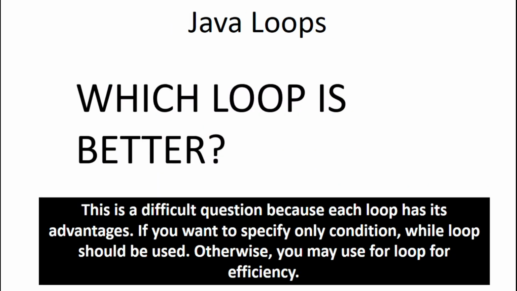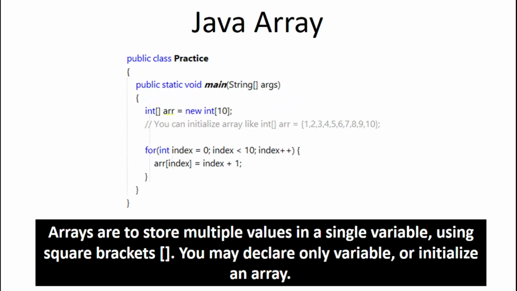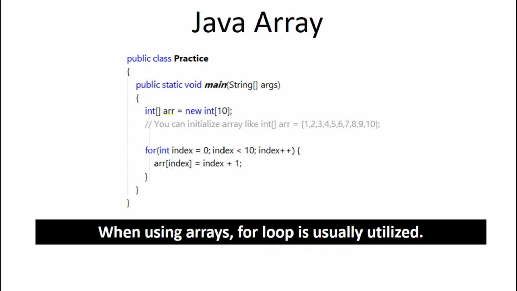So which loop is better? Well, this is a difficult question because each loop has its advantages. If you want to specify only a condition, a while loop should be used. Otherwise, you may use a for loop for efficiency. Arrays are used to store multiple values in a single variable using square brackets. You may declare only the variable or initialize an array. When using arrays, a for loop is usually utilized.